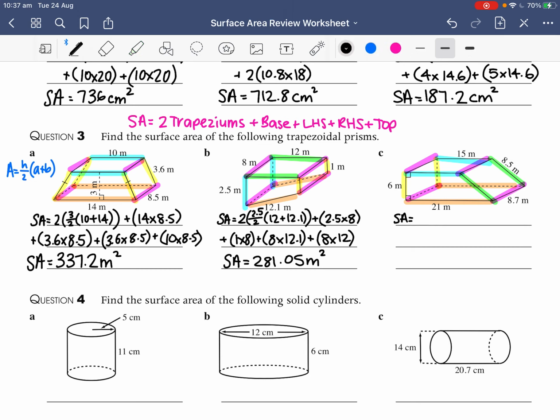So for our surface area, we need our area of our trapezium. So we have 2 trapeziums with a height of 6 over 2, bracket our top number of 15 plus our base number of 12, plus our base, which is 21 times 8.7, plus our left-hand side, which is 6 times 8.7, plus our right-hand side, which is 8.5 times 8.7, plus our top, which is 15 by 8.7.